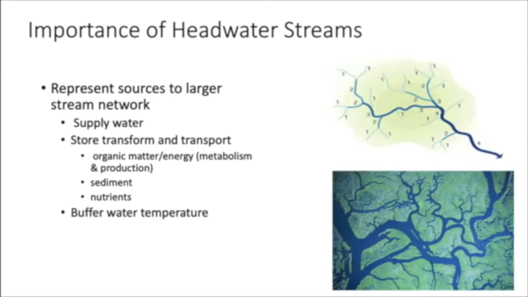So why do we want to look at this in terms of headwater streams? Well, headwater streams are extremely important. They're kind of like the capillaries of our lungs. They're very numerous, and they provide the initial supply of water. They store, transform, and transport organic matter and energy, which affect the metabolism and production. They store, transfer, and transport sediment as well as nutrients. And they can also buffer water temperature. So headwater streams are really critical, and we're losing them at an extreme rate due to drought and development.